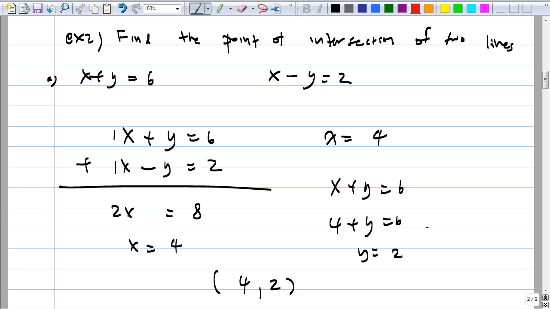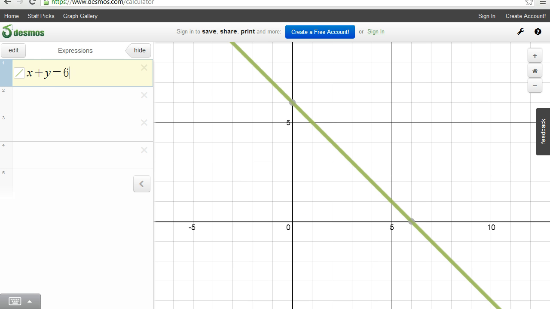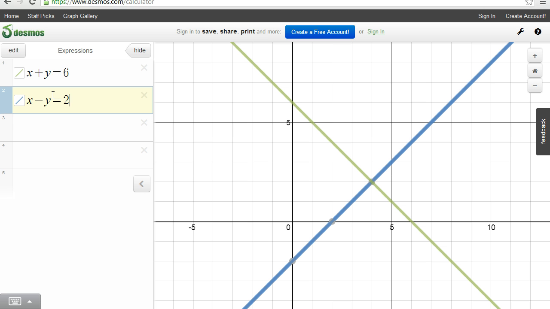Let's see whether this is true. Let's graph it and see if we get the intersection at 4, 2. Let's verify. Okay. Here we go. Okay, so can somebody give me those equations? Let's graph those two. Yes, Nicholas? X plus y equals 6. There it is. And x minus y equals 2. Yes. And do they intersect at 4, 2? Yes, it surely does, right?